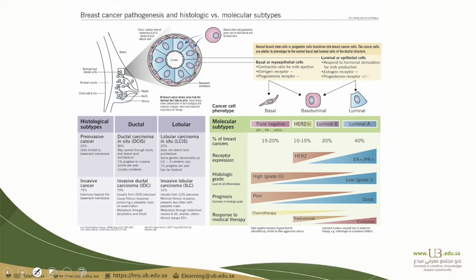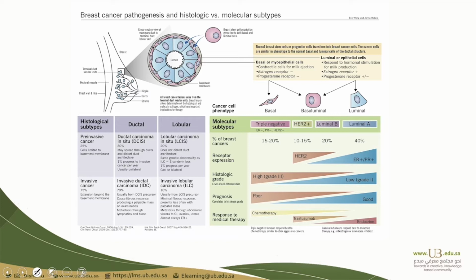After we know the cancer cell phenotype and the subtypes according to the receptors and according to the molecular features of the cell, let us go to the histological features or histological subtypes.